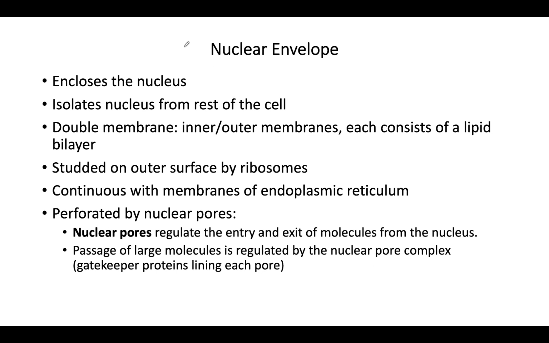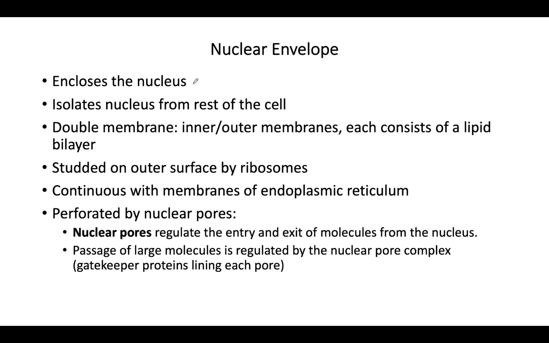The nuclear envelope encloses the nucleus. It's wrapped around the nucleus. It isolates the nucleus from the rest of the cell. So the nuclear envelope isolates the nucleus from the cytoplasm. It is a double membrane, not a single membrane. The nuclear envelope has inner and outer membranes, a double layer of membrane. Each consists of a lipid bilayer.